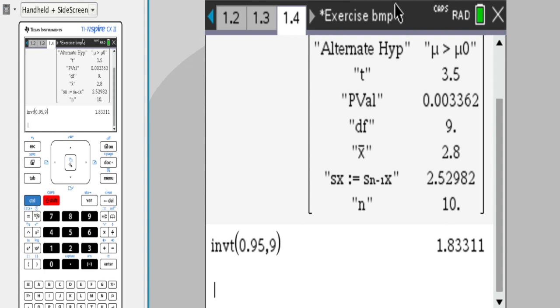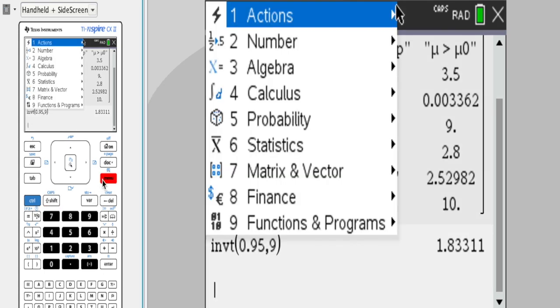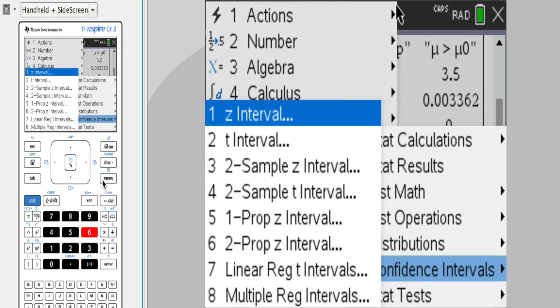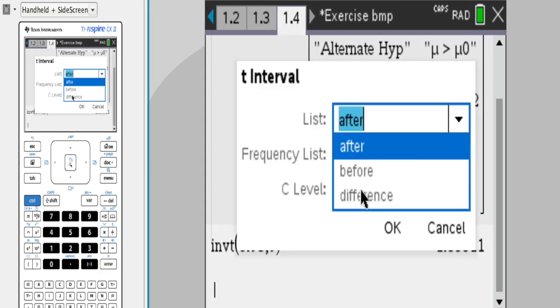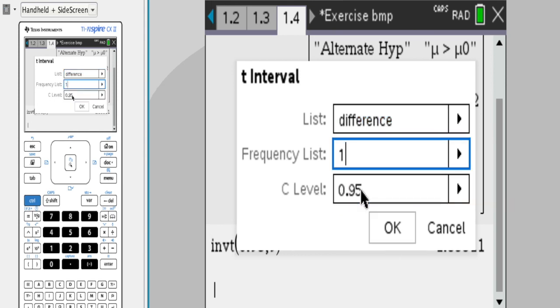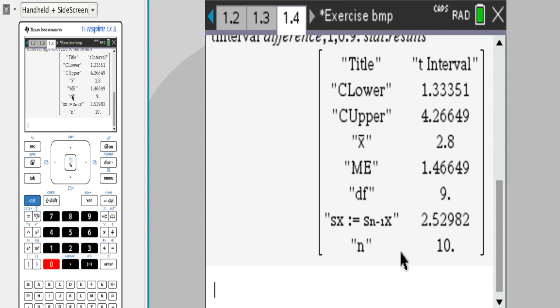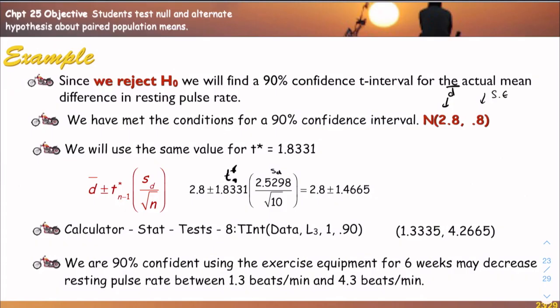From our calculator, we go Menu, Statistics, Confidence Intervals, and we're doing a t-confidence interval. We're going to select our data, which is our differences. We have one frequency, and we're doing a 90% confidence interval. So we are 90% confident using the exercise equipment for 6 weeks may decrease resting pulse rates between 1.3 beats per minute and 4.3 beats per minute. That's the interpretation that you need to do.